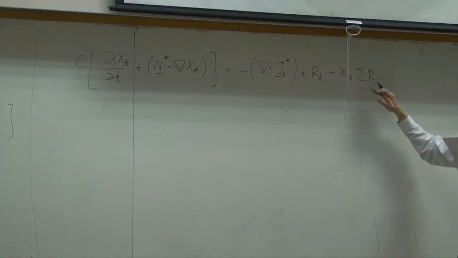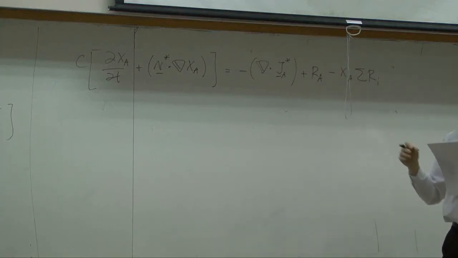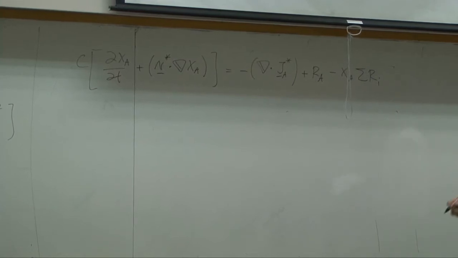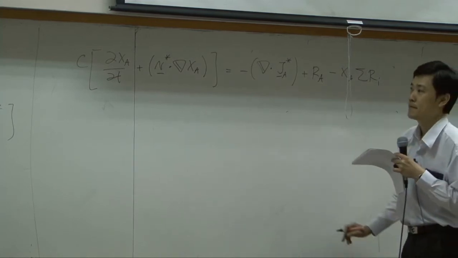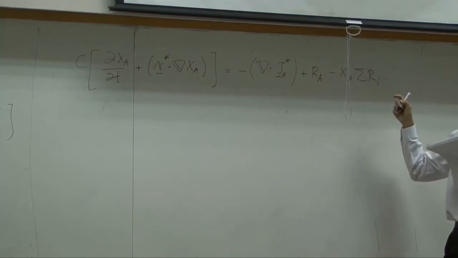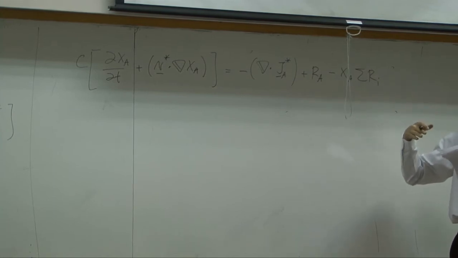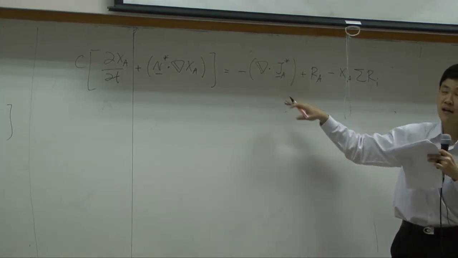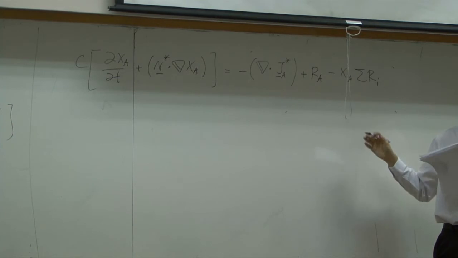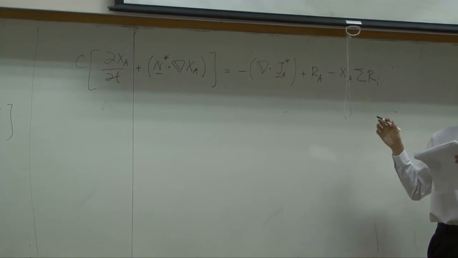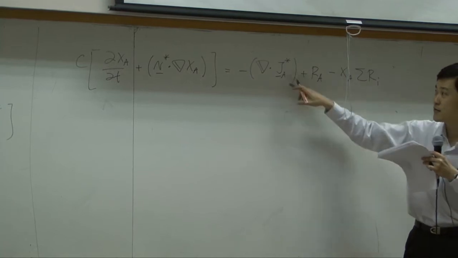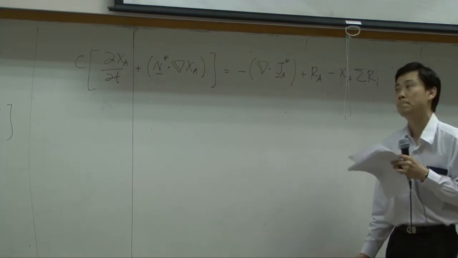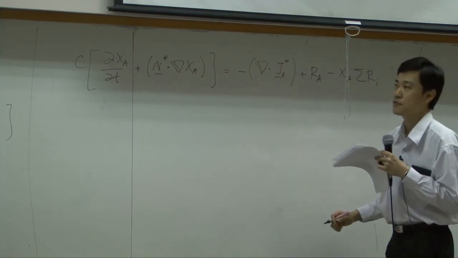Continuity written for species A in form of velocity. Okay? Again, every time we start this section for mass transport, you should notice that I usually use vector form. I rarely use the expanded form because vector form would be easier for us to use, because you need to plug the diffusion flux in by using Fick's law later. Okay? Now let's start eliminating terms.